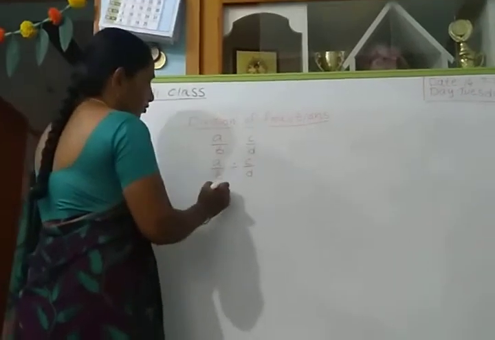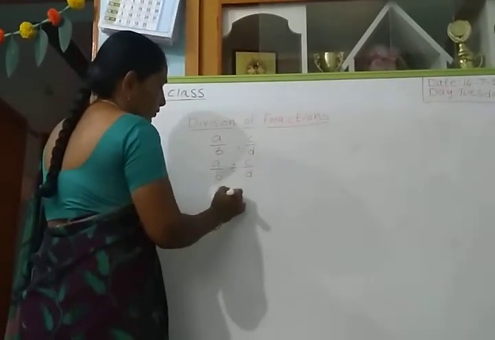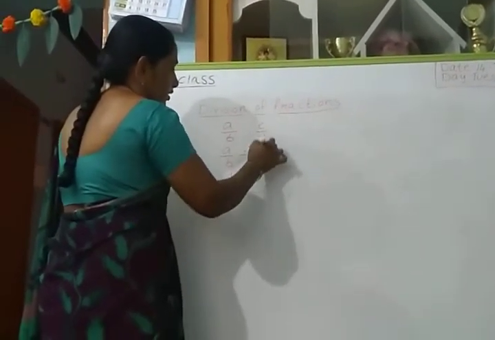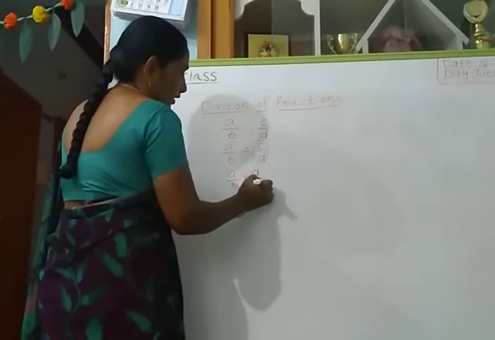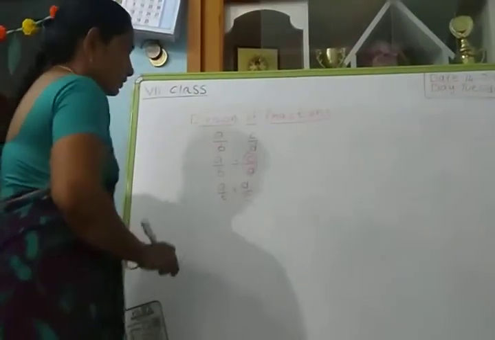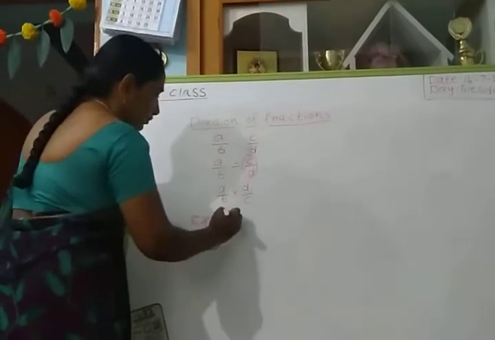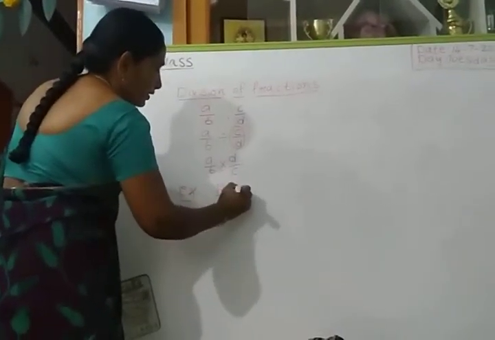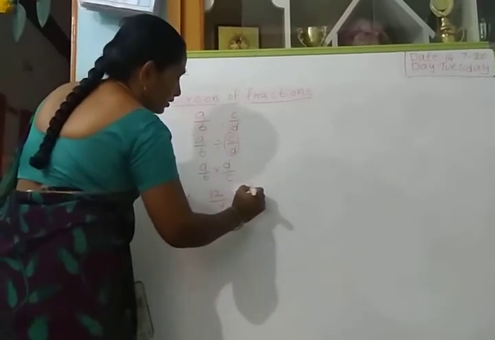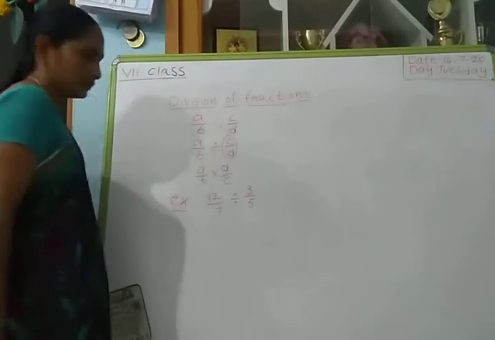Then how do we divide? We have to take the reciprocal of c by d. So what will we get? d by c. So like this we have to do division of fractions. For example, 12 by 7 divided by 3 by 5.